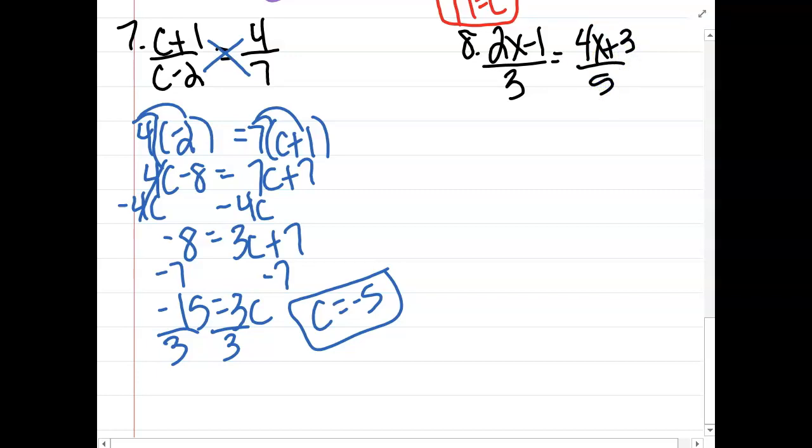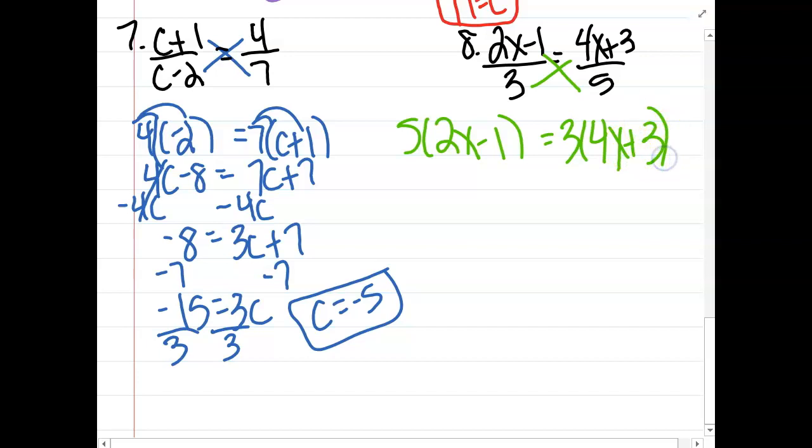All right, looks like you guys are all doing pretty well, okay? I love to see everybody creating a new equation, setting them equal, multiplying up and across. I saw a lot of this, 5 times the quantity 2x minus 1, 3 times the quantity 4x plus 3, and then I saw so many people distributing. We get 10x minus 5. We would get 12x plus 9.